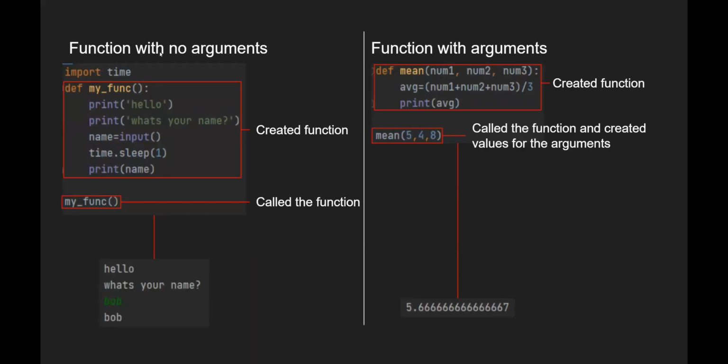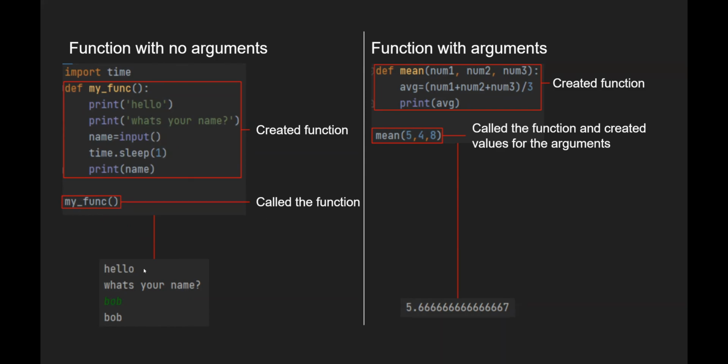So if we had a function with no arguments, we said def and then my function. My function, that's the name of the function, and we're defining the function here. Then we put a colon, and then we tab, and then say print hello. We can do anything inside here. So we'd say print hello, print what's your name, and then we can get the name's input, and then time.sleep 1, and then print name. So this function will just get your name, and then wait a second, and then print it. And then here we call the function. If we didn't have this function call over here, then the function won't start.